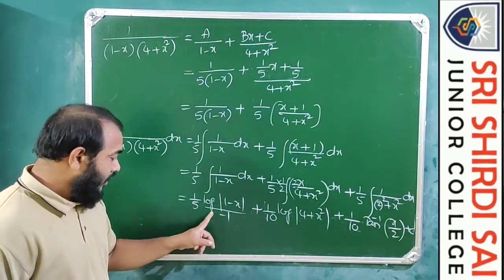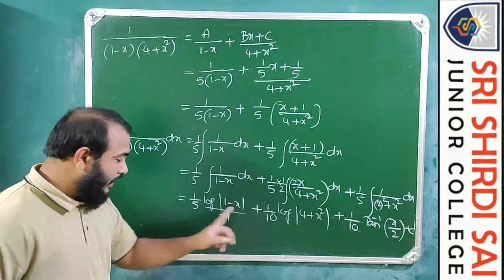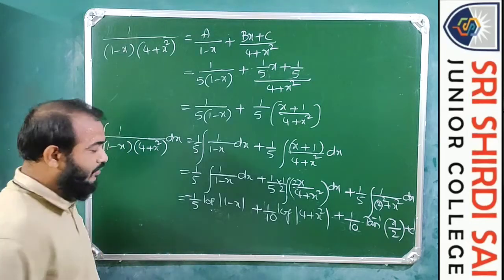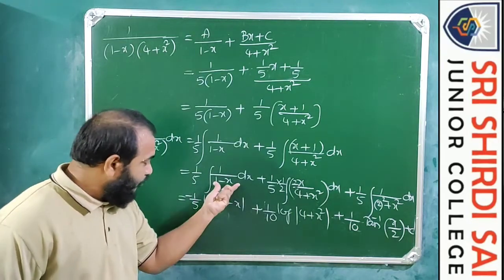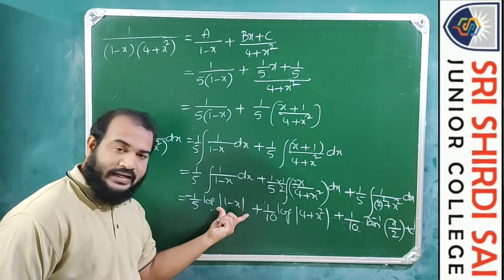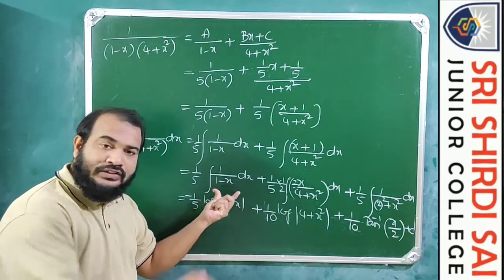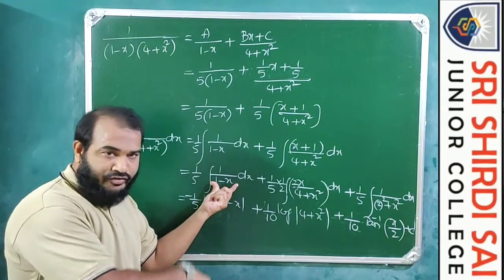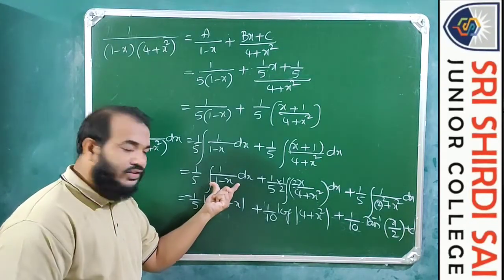So here log of 1 minus x by minus 1, this minus I will write here, because let us suppose this to be x. Integral 1 by x dx is log mod x. So log mod of 1 minus x, divided by d by dx of whichever we have taken before to be x, we need to differentiate, d by dx of 1 minus x.